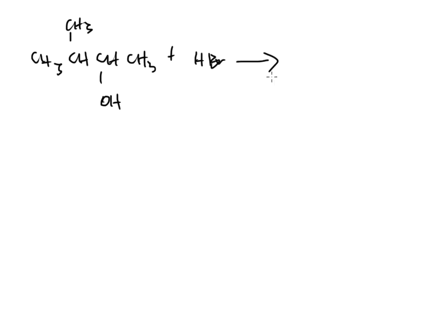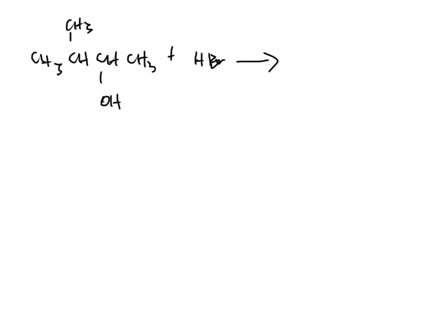Let's take a look at CH3, CH, and let's put a CH3 up here on top. And then we'll do maybe CH with an OH group here, and then CH3. And let's add HBr here. We want to know what happens. What goes on? Here we have an organic molecule reacting with HBr, and we're forming some products. What are those products? That's what the question's going to ask.